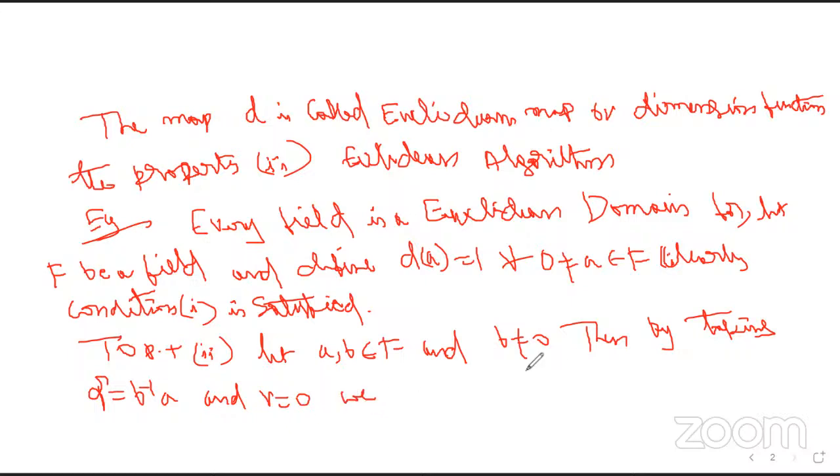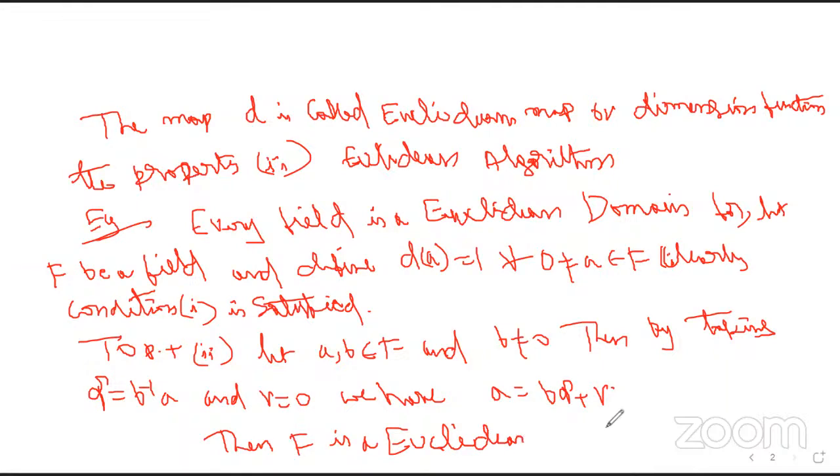we have A equal to BQ plus R. Then F is a Euclidean domain. Next definition.